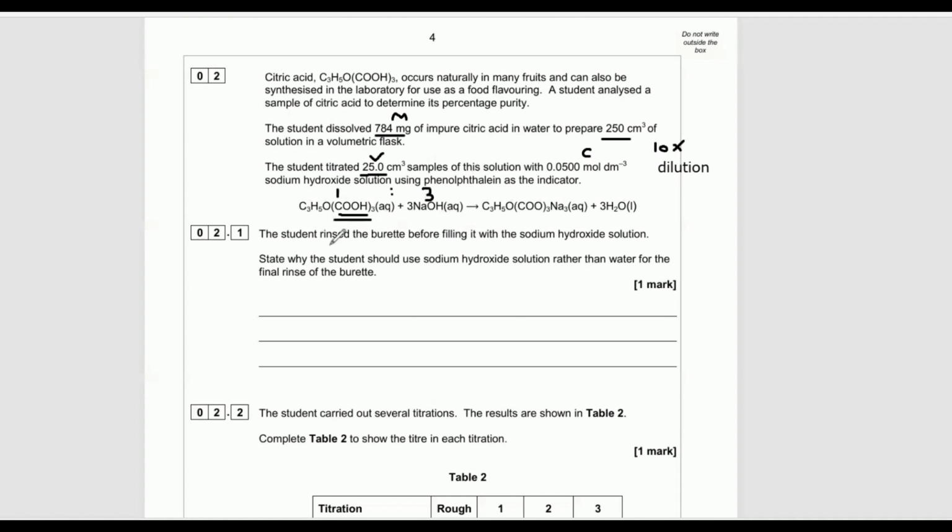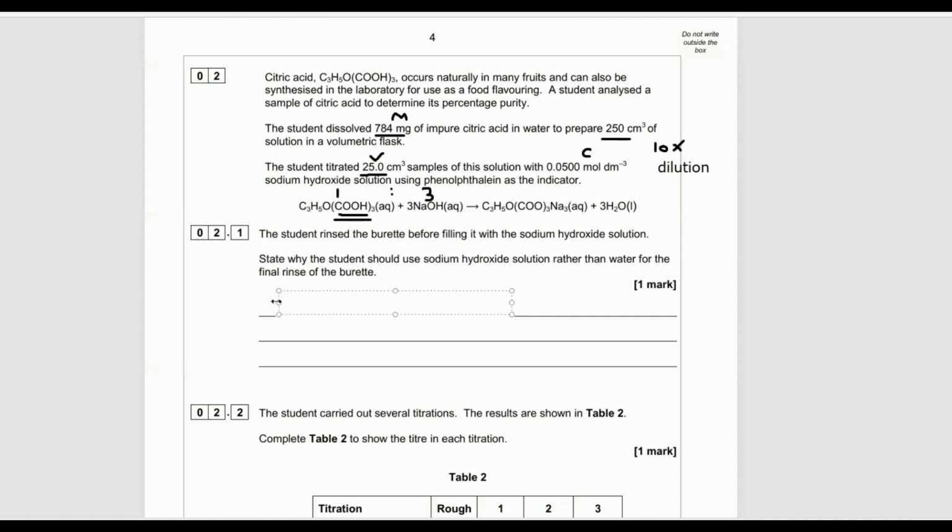Anywho, 2.1: the student rinsed the burette before filling it with sodium hydroxide solution. State why the student should use sodium hydroxide solution rather than water for the final rinse of the burette. Right, when you rinse out a burette, if you leave water clinging to the inside of the burette, when you fill it with your sodium hydroxide of a known concentration, what's going to happen to that known concentration? It's going to be diluted and not the concentration that it says on the tin.